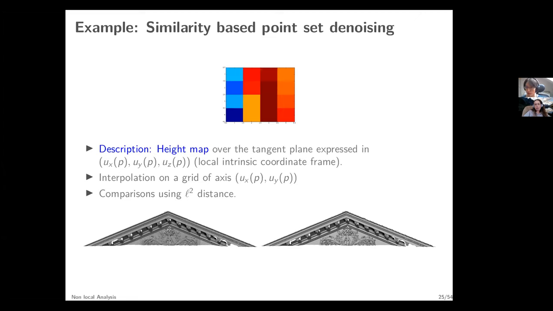There is a pretty straightforward way of extending non-local means to point sets. So here is a small result using a height map. It's just a rasterized height map, so it gives you a small image, and then you compare descriptors using the L2 distance. So it's not even a clever distance. Then you try to aggregate, updating a point by considering not only its neighborhood, but all points that look similar, that have similar descriptors all over the surface. And then you can get a denoising, for example here, that preserves the flat parts and the details and removes the noise well.